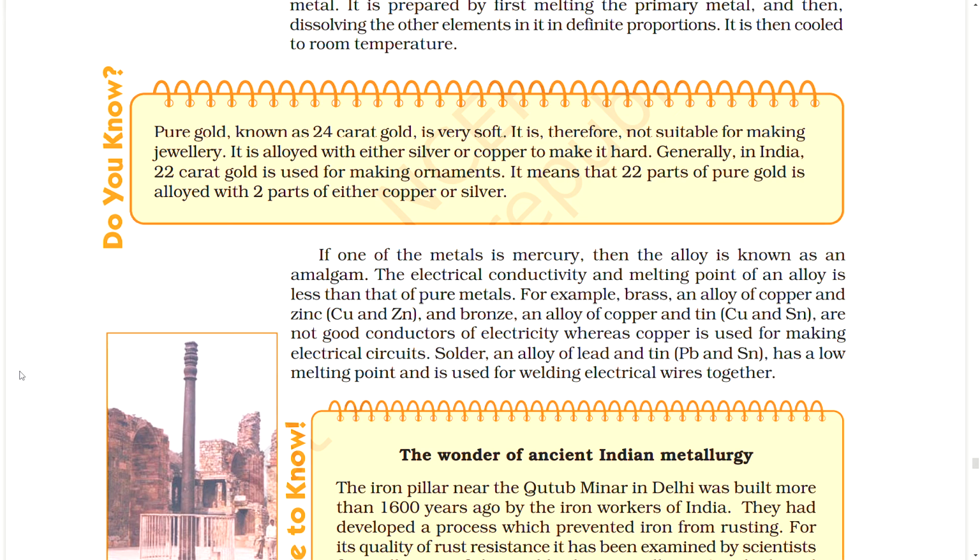Do you know? Pure gold, known as 24 karat gold, is very soft. It is therefore not suitable for making jewelry. It is alloyed with either silver or copper to make it hard. Generally, in India, 22 karat gold is used for making ornaments. It means that 22 parts of pure gold are alloyed with two parts of either copper or silver.